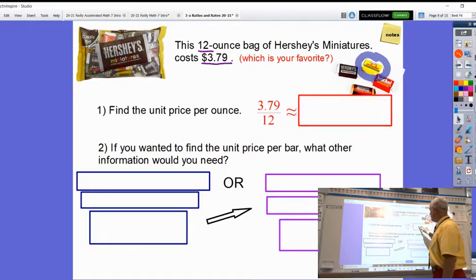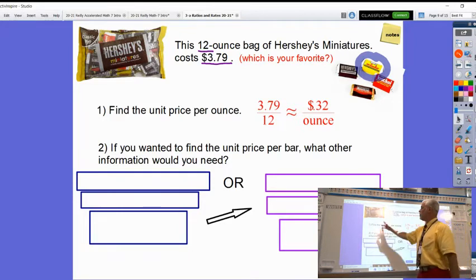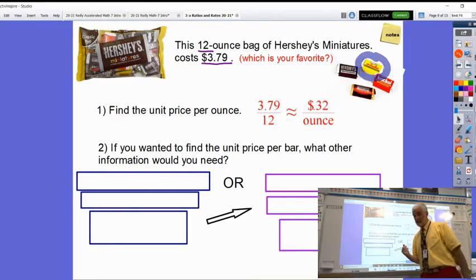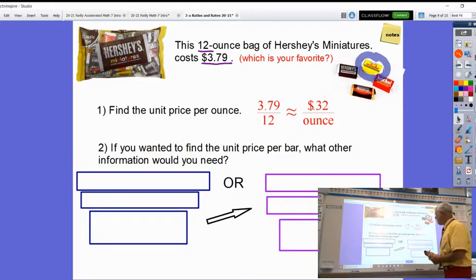Okay, and so that's going to give me an answer of 32 cents per ounce. Now, if you wanted to know what the cost was for each of the candy bars in here, per candy bar, what information would you have to have? Because it doesn't say anything. How do I get the cost per candy bar?